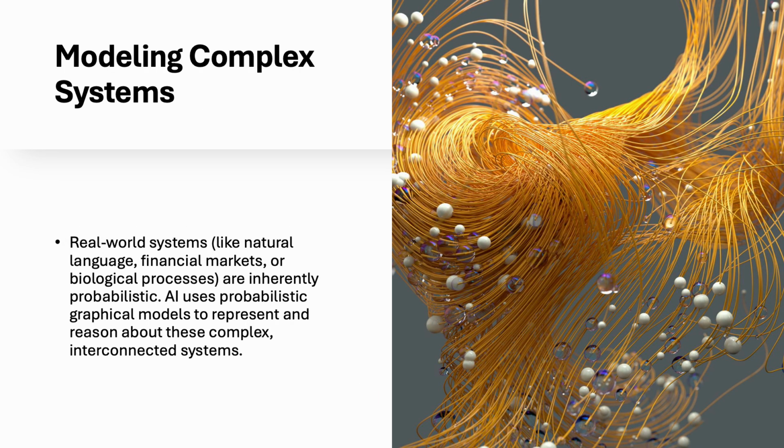Modeling complex systems. Robotics, electric vehicles like Tesla or Waymo, all these are complex real world systems. Other than natural language processing, financial markets predictions, or biological processes are inherently probabilistic. AI uses probabilistic graphical models to represent and reason about these complex interconnected systems.